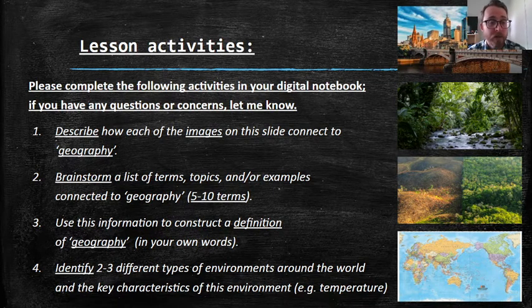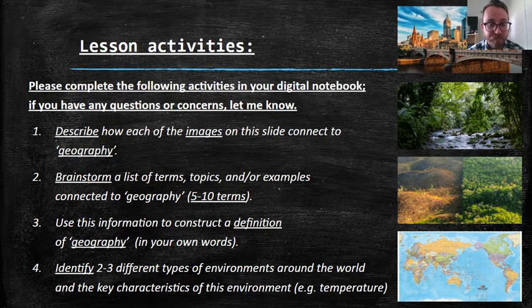Question 1, describe how each of the images on this slide, so those 4 images on the right, connect to geography. So how does that image of Melbourne connect to geography? How does that image of what looks like a tropical rainforest type situation, connect to geography? On the 3rd image, you can see a forest, or half a forest. What's happened to that left side of the forest? That's probably related to geography. And then we've got a nice map of the world down there.